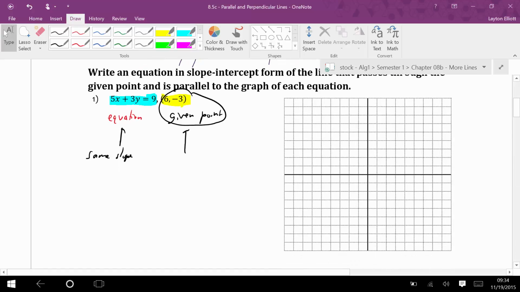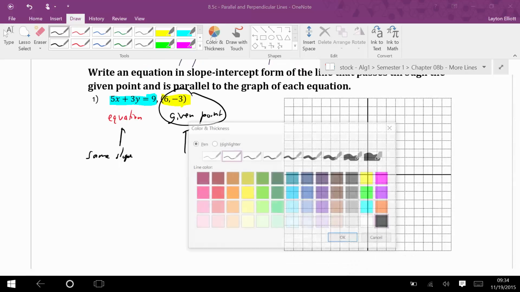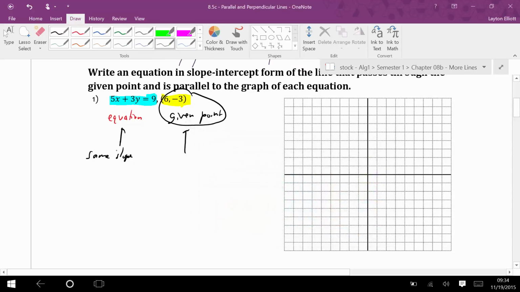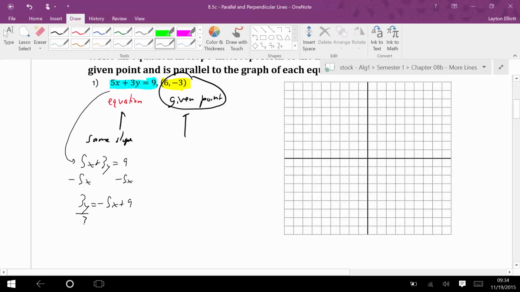Well, to figure out what the slope of 5x plus 3y equals 9 is, I have to first put it into slope-intercept form. I can't figure out the slope easily from that. So I'm going to subtract 5x from both sides. 5x plus 3y equals 9. If I subtract 5x from both sides, I'm going to get 3y is equal to negative 5x plus 9. Then if I divide both sides by 3, I get y is equal to negative 5/3 x plus 3.